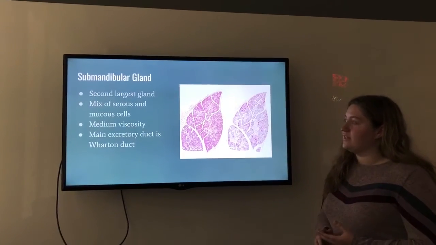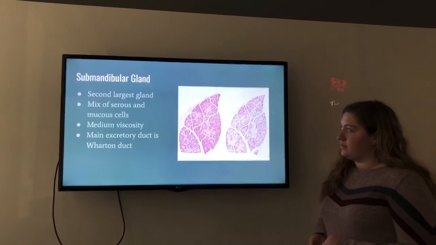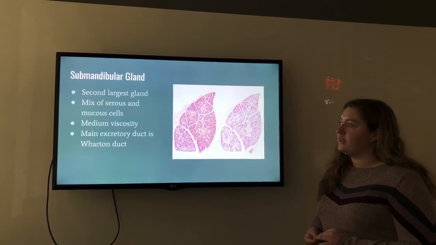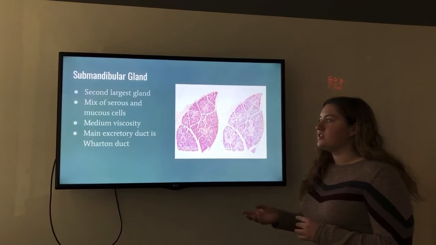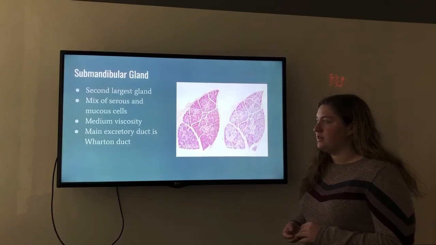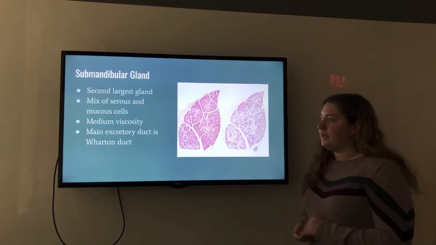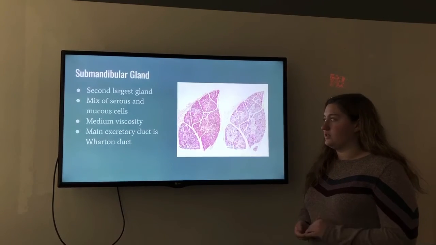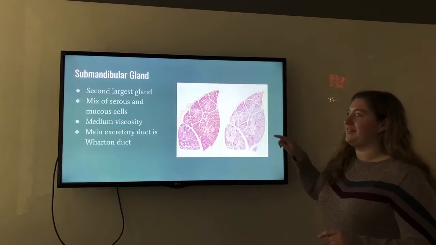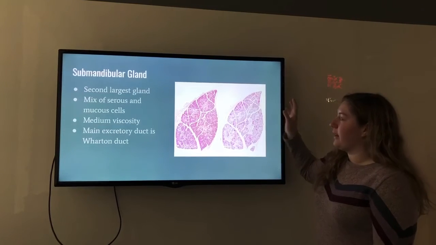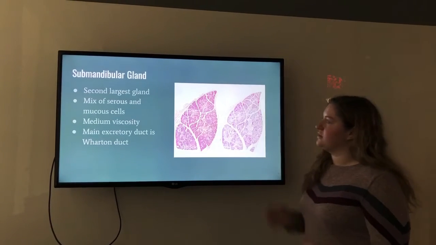The second kind of salivary gland is the submandibular gland. It's the second largest gland, and it has a mix of both cells, so it has about a medium viscosity. The main excretory duct is the Wharton's duct. You can see in that picture a microscope slide of the different kinds of cells within the submandibular gland.